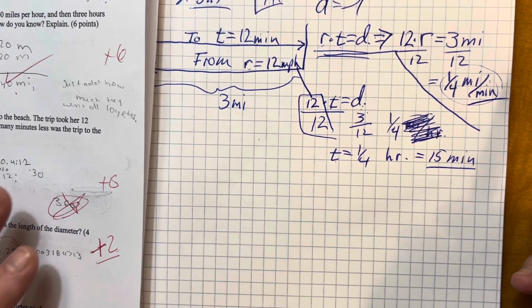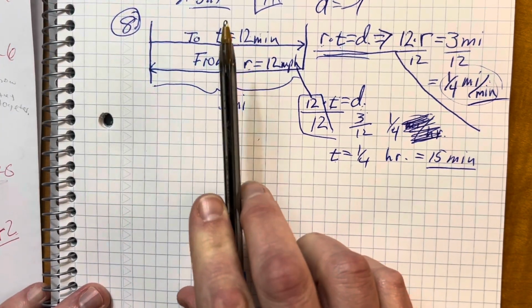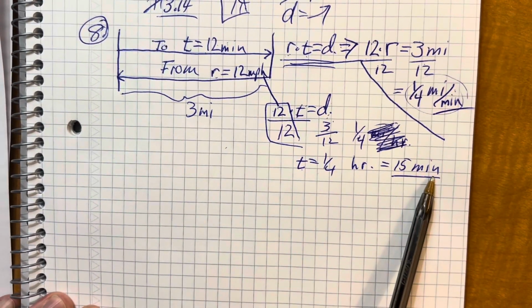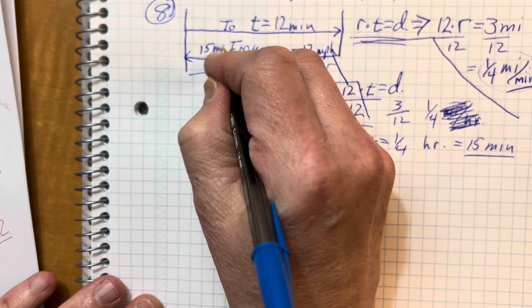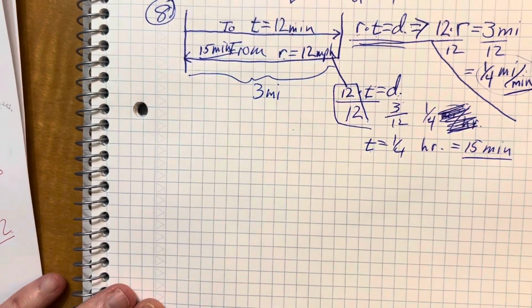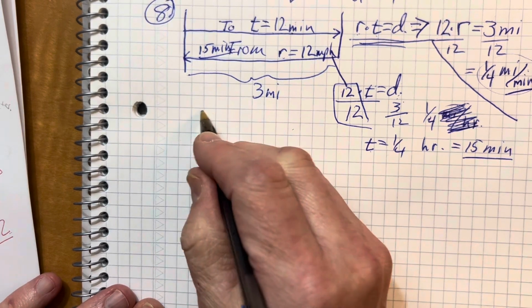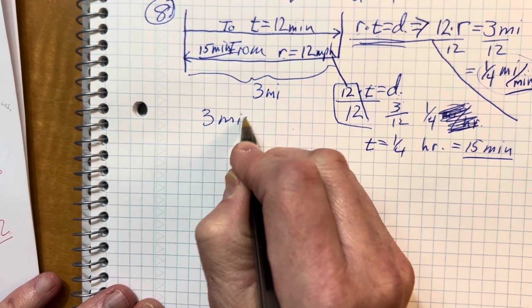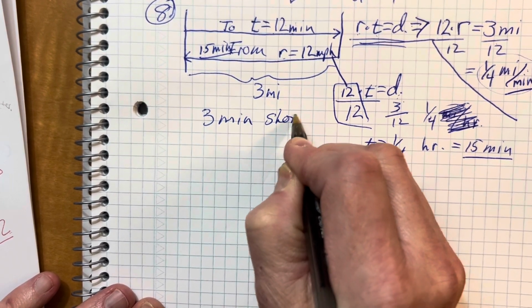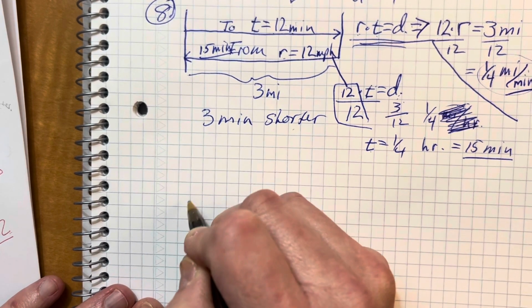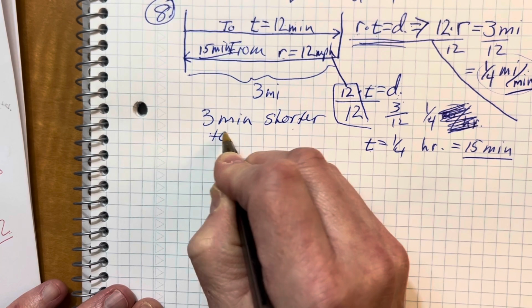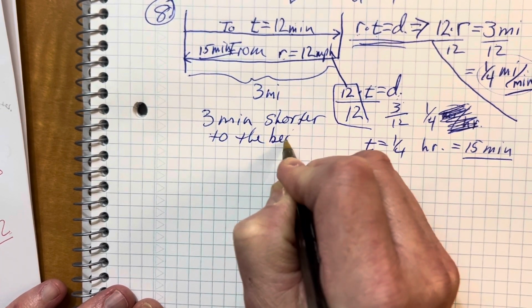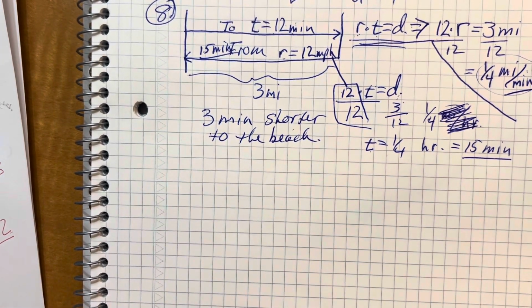So it says, how much shorter was the trip to the beach than from the beach? Well, from the beach, it's 15 minutes. To the beach was 12 minutes. So it's 3 minutes shorter to the beach. I want to make sure I wrote that correctly, okay?